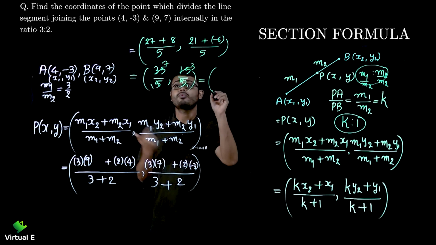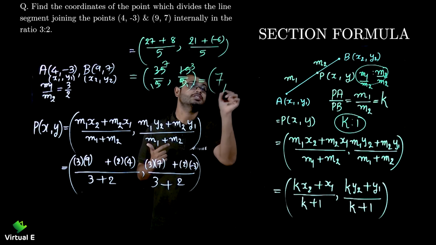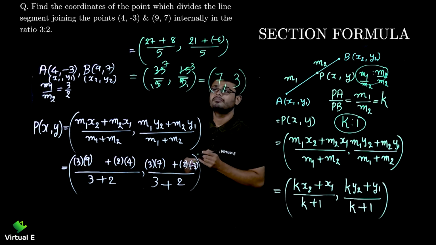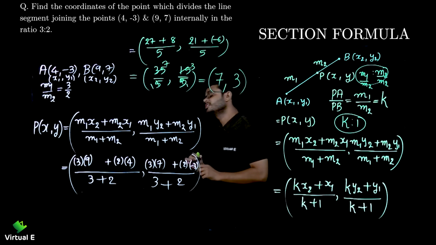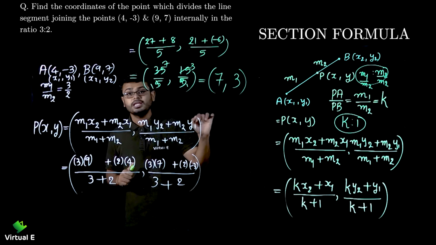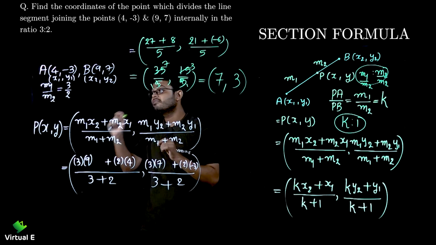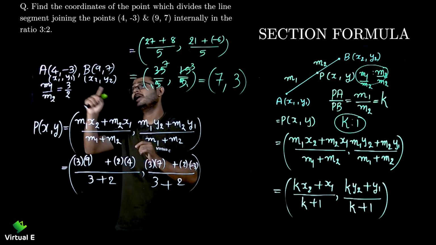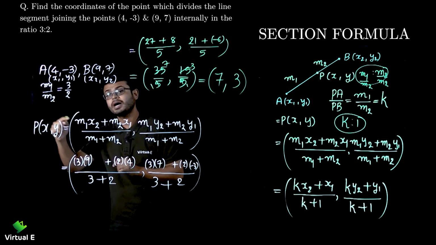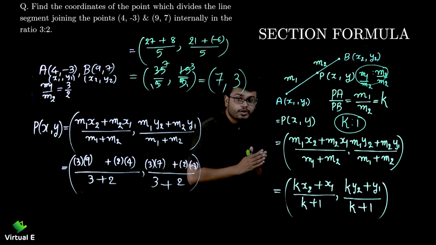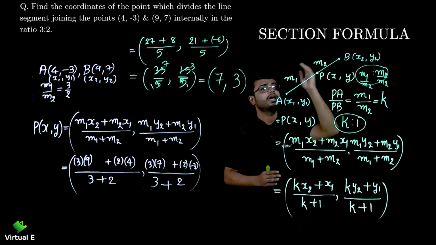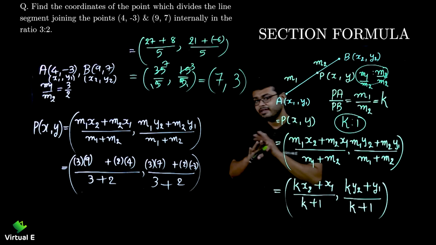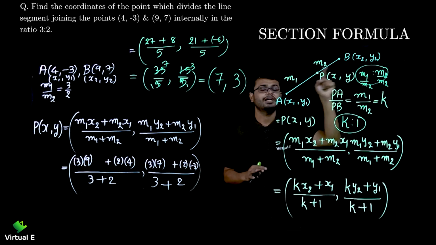So what is that point that I was finding? That is (7, 3). My final answer is (7, 3). So (7, 3) is the point that will divide the line joining A and B in the ratio 3/2. So this is a straightforward question where the values of A, B and M1, M2 are given, and we are finding the value of P.